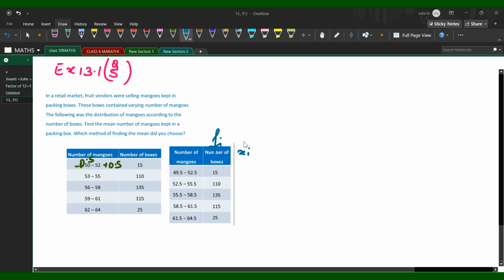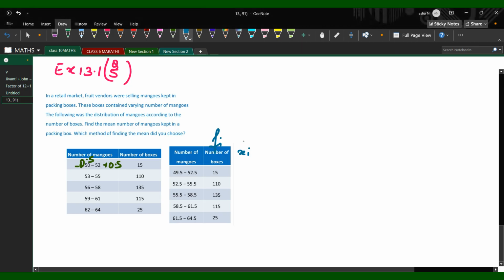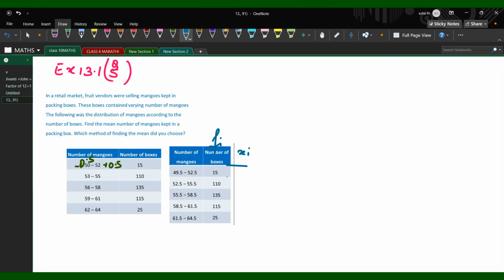What will be the class marks here? Lower limit plus upper limit, and then divided by 2. That will become 10. 50, 19. Tell me what the class mark is here. Then the rest we can find very easily, just by observing and figuring it out. No need to calculate also.